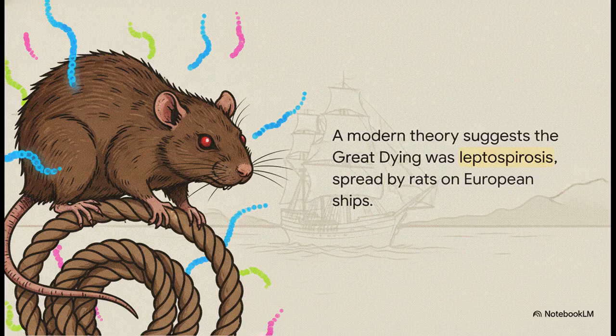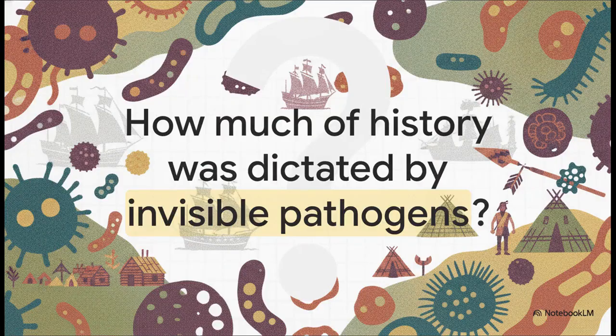And how did it get there? It was spread by the rats on those incredibly filthy European ships we talked about at the very beginning of this explainer. The disease likely traveled from the ships to the Abenaki tribe, who then unknowingly spread it through trade routes to neighboring nations. Which leaves us with this final, really provocative thought.